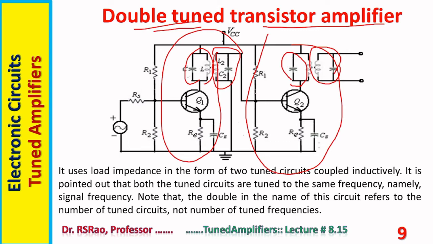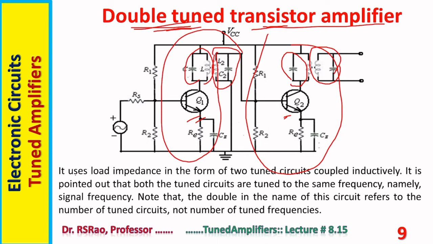So it employs two tuned circuits in each stage. That's why it is called a double tuned amplifier. It is a transistor amplifier. Okay. CE configuration is used in each stage, so it is a double tuned CE amplifier.